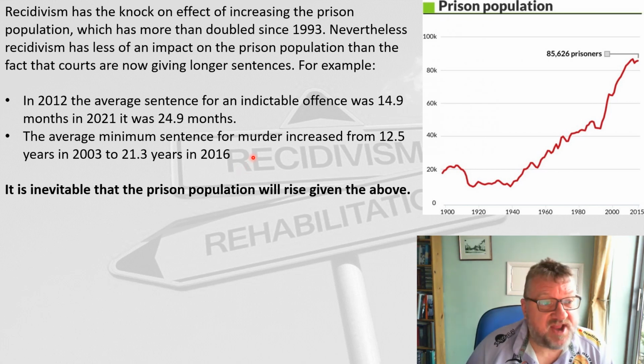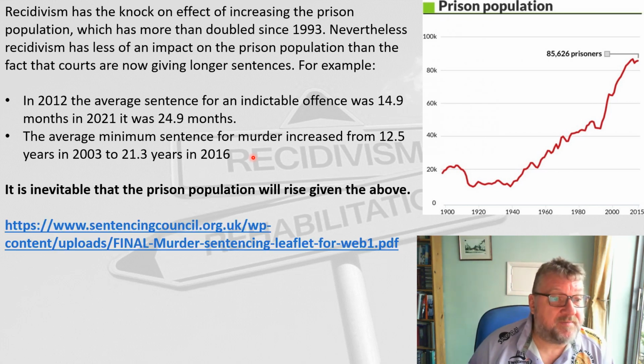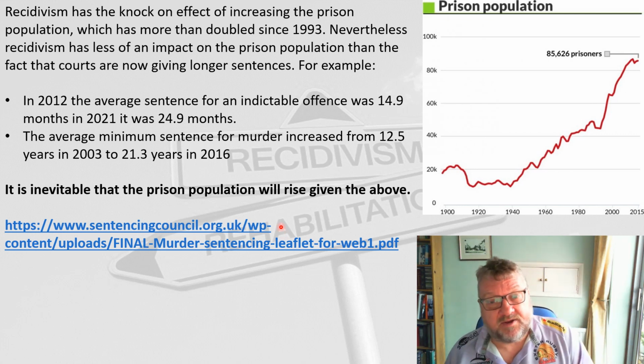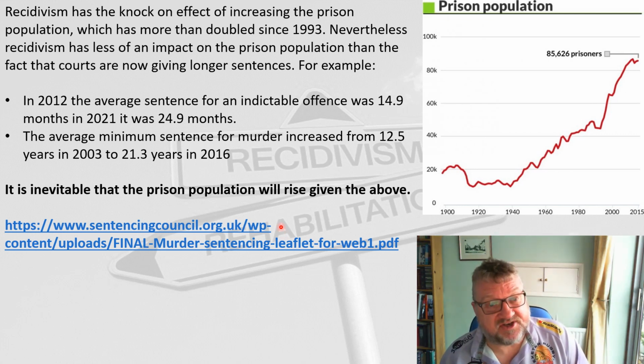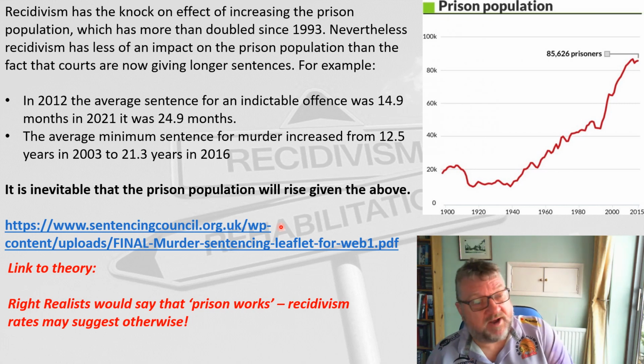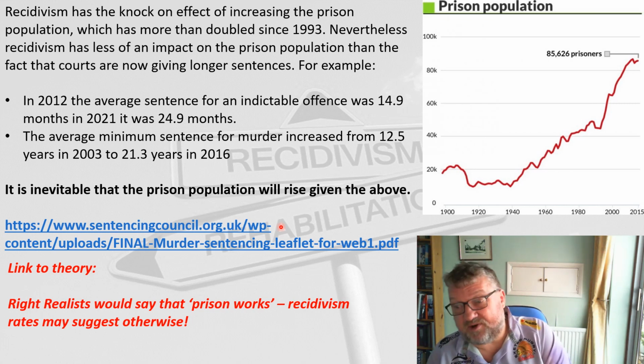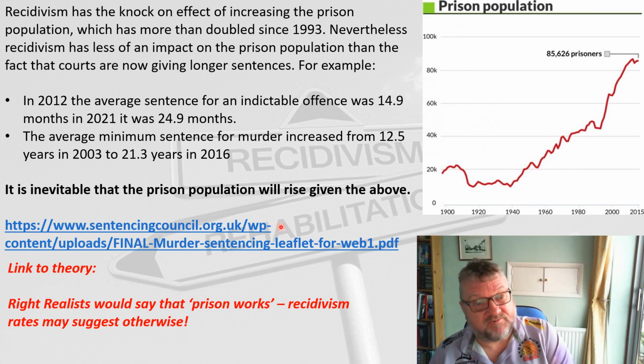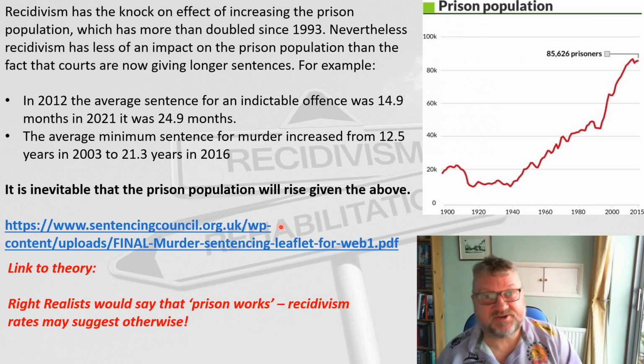So obviously it's inevitable that the prison population will rise given the above, and that is going to cost us money. And I've put this leaflet in here, so if you go on the link here, you can actually look at recommendations for sentencing on life imprisonment and how judges come up with the minimum term. So it's well worth a look. It's quite interesting. Now, once again, if I'm linking it to theory, well, right realists would say that prison works, although recidivism rates may suggest otherwise.